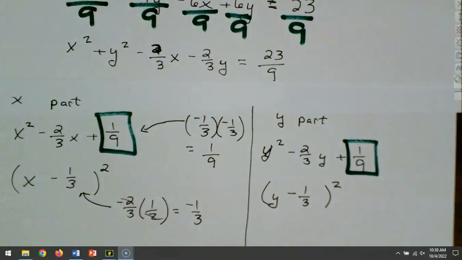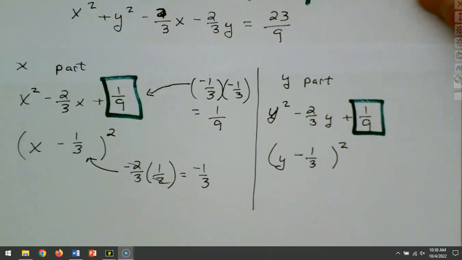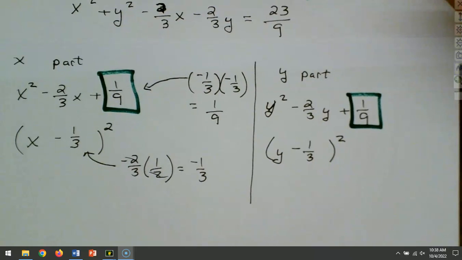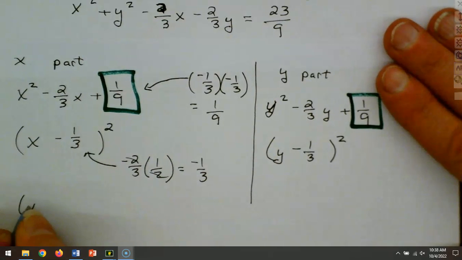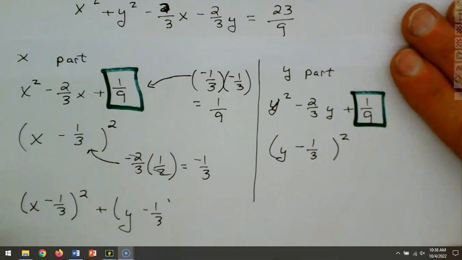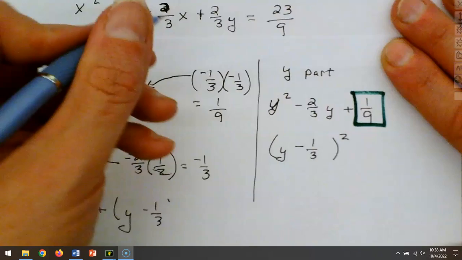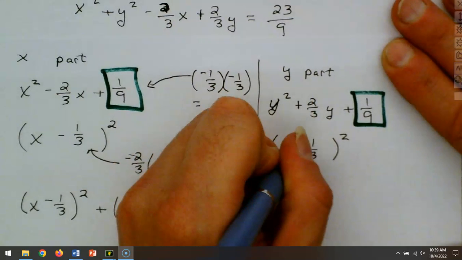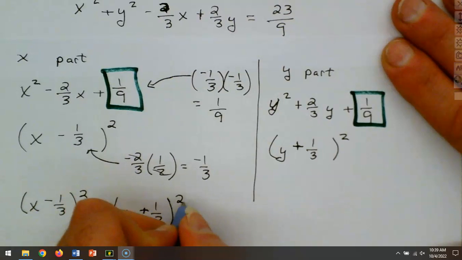Okay. Now, when I put all the pieces together, what am I going to have? Let's see what we've got. When I put it together, I've got an x minus 1/3 quantity squared. I've got a y minus 1/3. Wait, did I miss a sign somewhere? Yeah, the y should be plus, shouldn't it? Sorry about that. That should be plus. I knew I was making a mistake somewhere. My mistake. That should be a plus there, and that should be a plus there. Sorry about that. I just copied it down wrong.